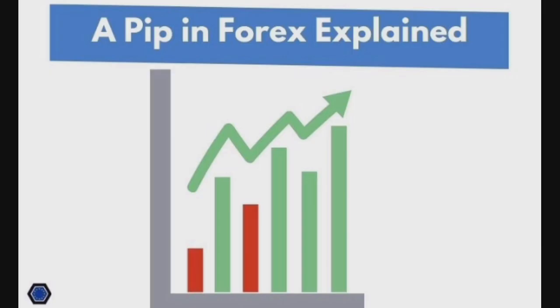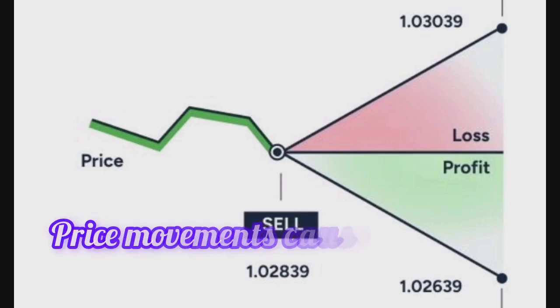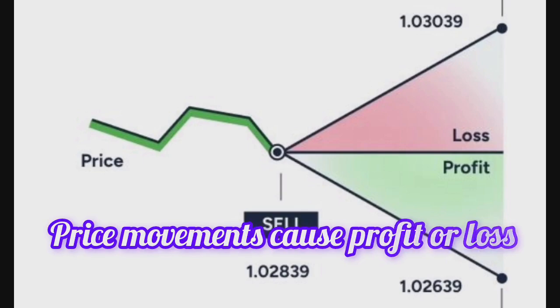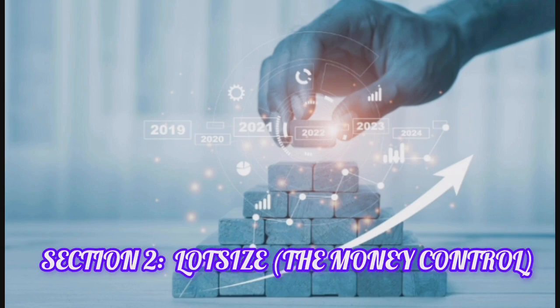Okay, so if price moves in your direction, you make money. If price moves against you, you lose money. So the more pips price moves in your favor, the more profit you make.